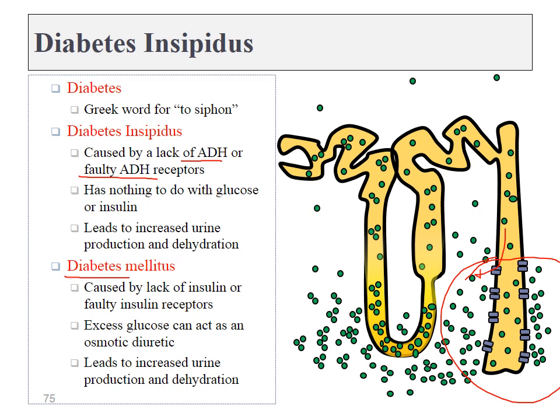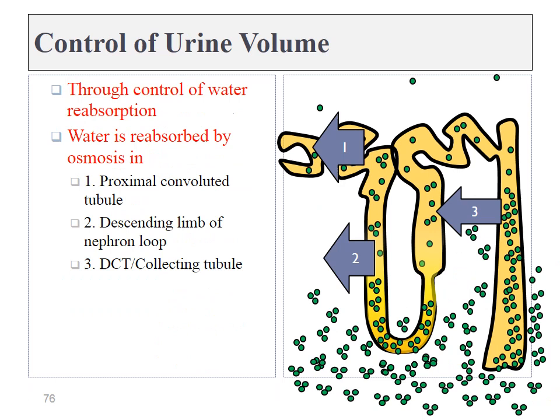Later, we'll contrast this with the more common form of diabetes, diabetes mellitus, which is the one that involves excess levels of glucose in the bloodstream. But we'll get to that in a moment. Let's stay focused on water reabsorption.